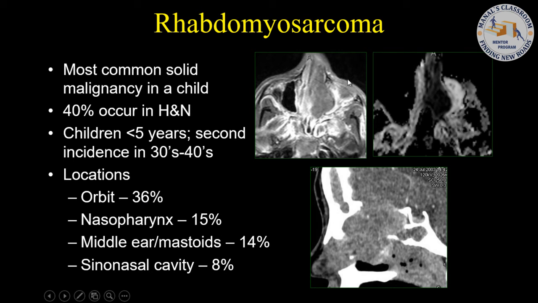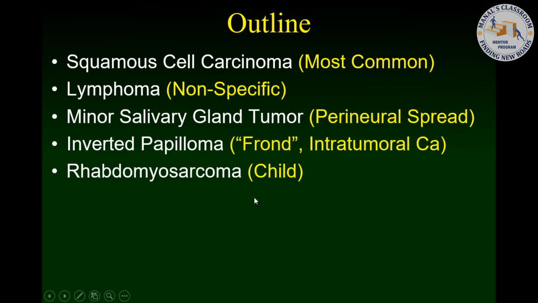This is a contrast-enhanced T1 weighted image. We can see with fat suppression, we can see the enhancement. The diffusion weighted imaging demonstrates that it's very, very low signal, and here we can see the aggressive bone destruction. But again, if we look at these imaging findings alone, they could be anything. But how can we suggest that the tumor is rhabdomyosarcoma is that if we see a soft tissue malignancy in a child, all right? So we're building our differential diagnosis, right?